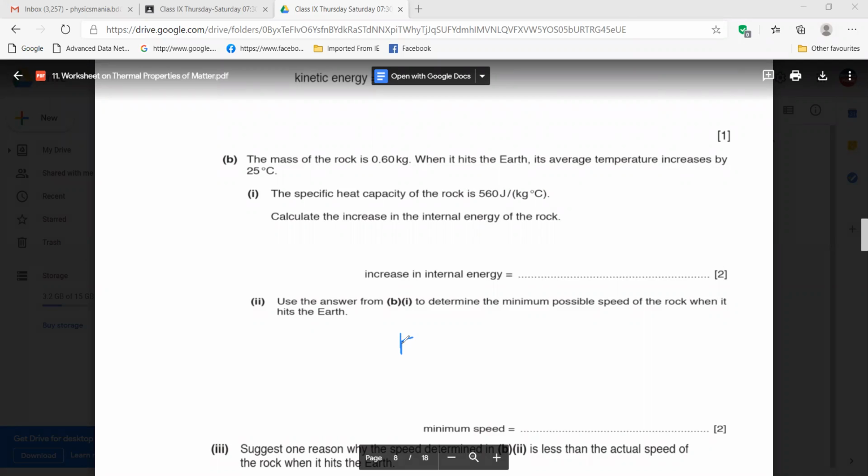KE equals half mv squared. I am writing; you also write on your copy. Half mv squared. So you can write v squared equals 2KE by m. I am writing all the steps so that you can understand easily.